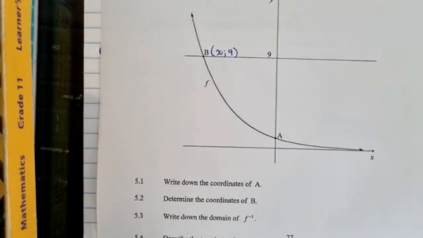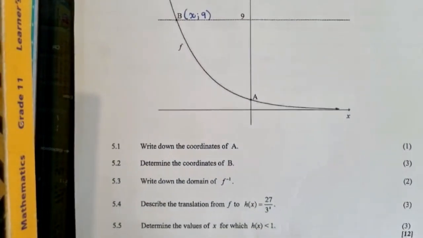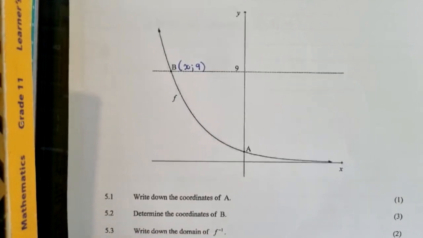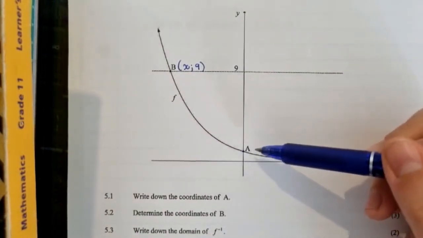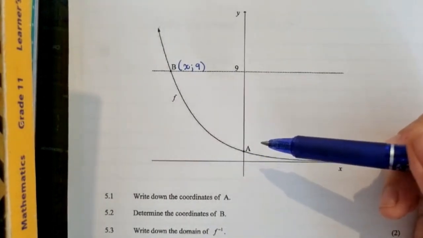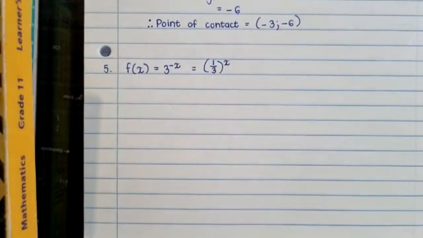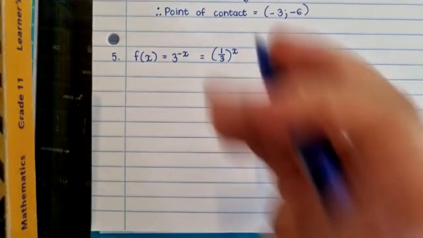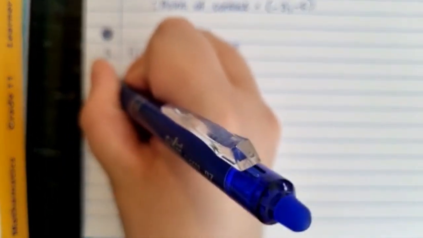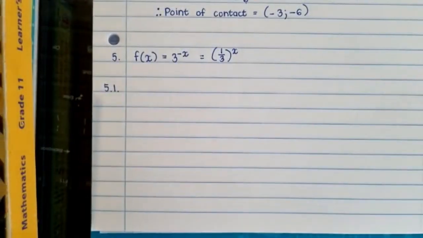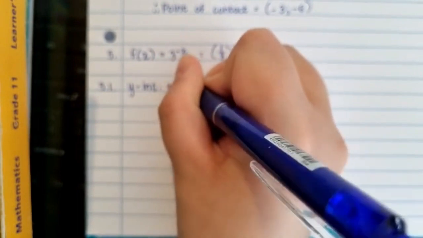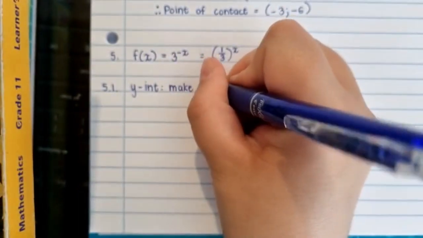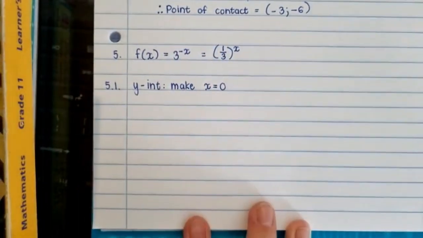Okay, let's see. Where am I? Write down the coordinates of A. Now, A is the y-intercept of this graph. And how do you find the y-intercept of any graph? You make x equal to 0. Working with negative exponents is better. Yeah, it's up to you. You can decide whether you want to leave it like that or you want to write it in that form. Okay, so to find the y-intercept of any graph, it doesn't matter which type of graph it is, even a trig graph, you're going to have to make x equal to 0.